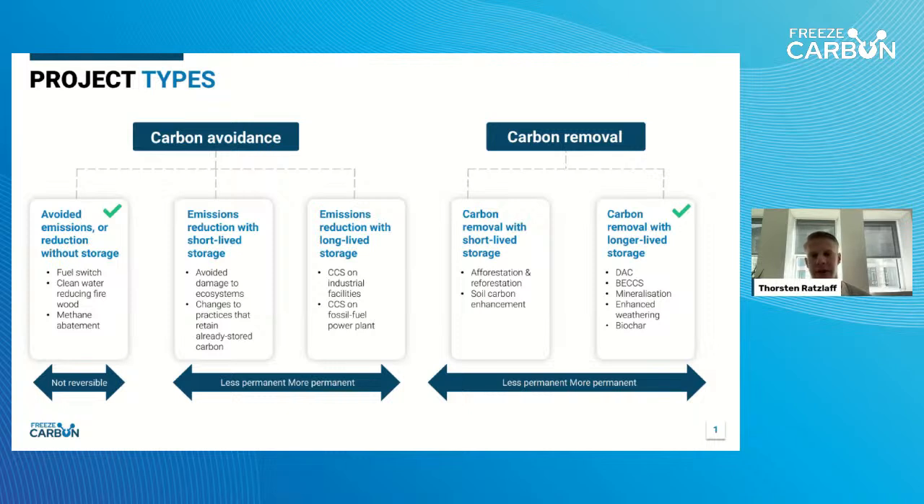And then on the right-hand side, we can go to the second big topic in blue. You see carbon removals. Here we have two categories. The first box shows you carbon removal with short-lived storage. And here we have afforestation, reforestation as a quite well-known one. So the tree planting or soil carbon enhancement. The blue arrow underneath indicates that these are less permanent.